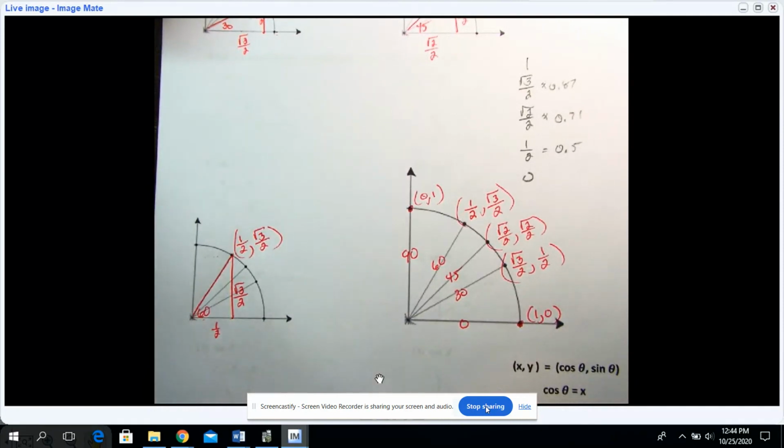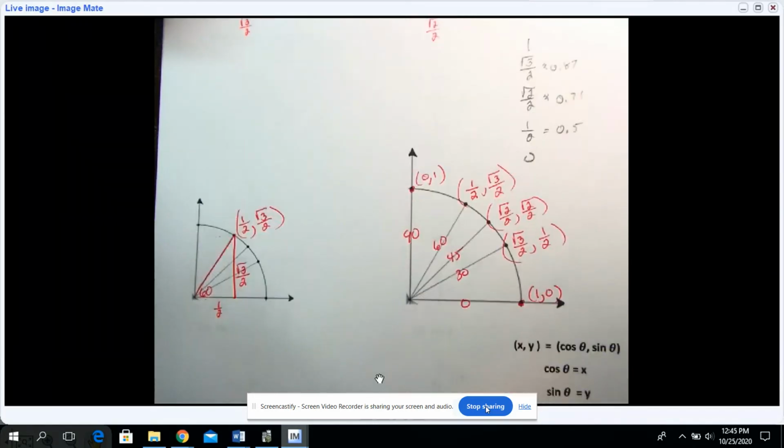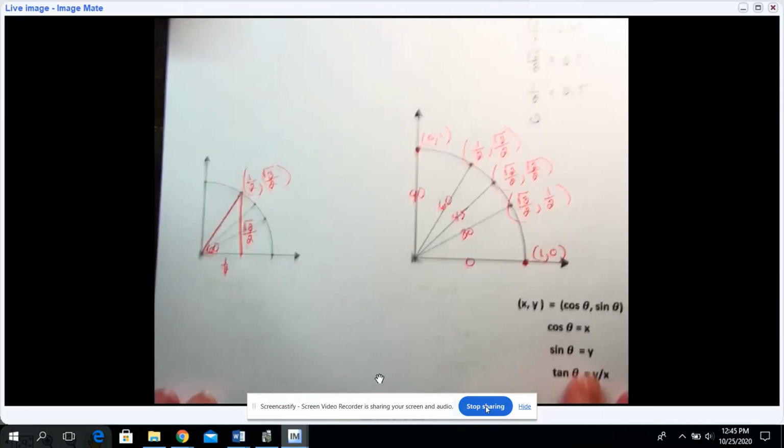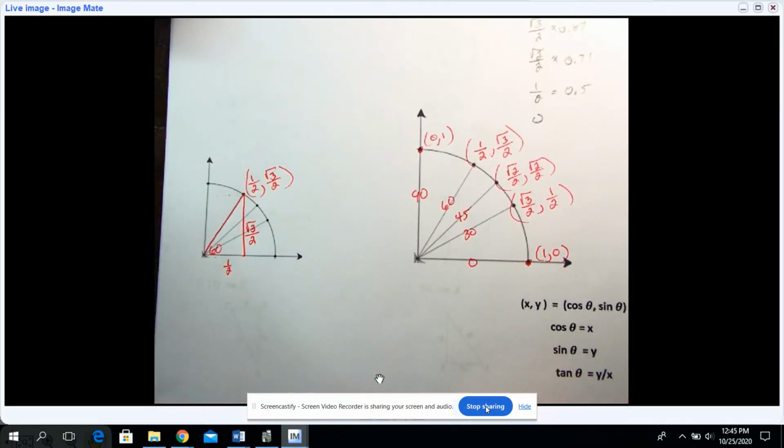All right. The other thing you should know is this. Your x and y is cosine and sine. So cosine of the angle is x, the x coordinate. Sine of the angle is the y coordinate. Tangent of the angle is y over x.